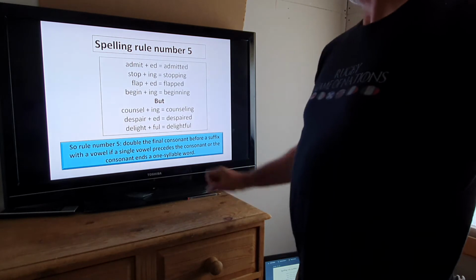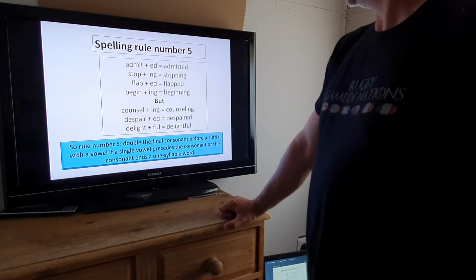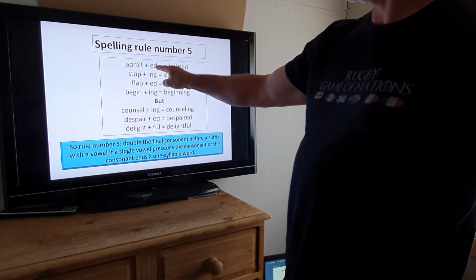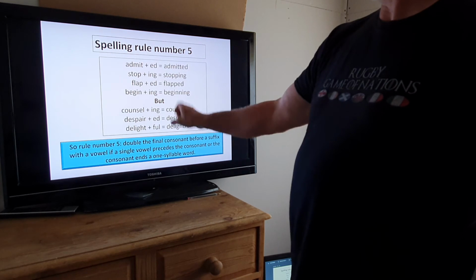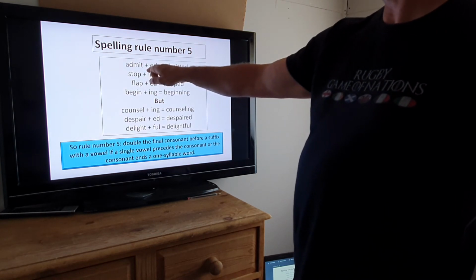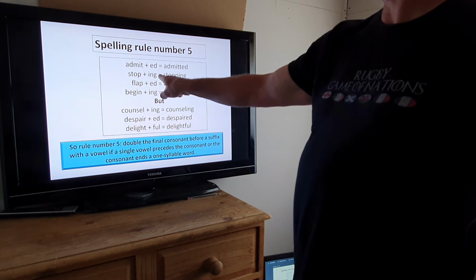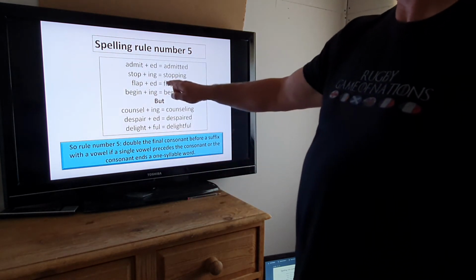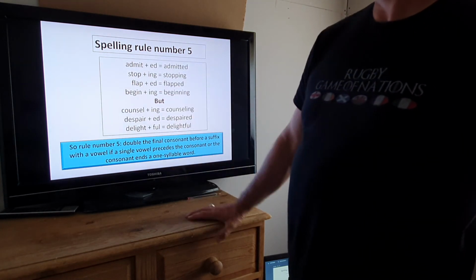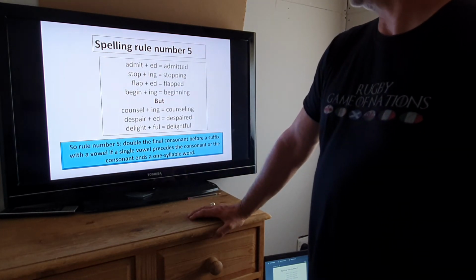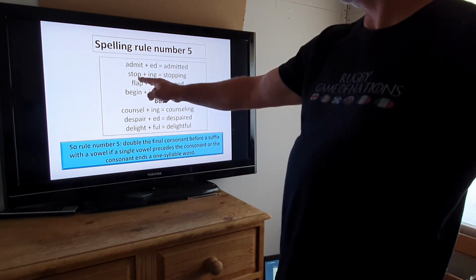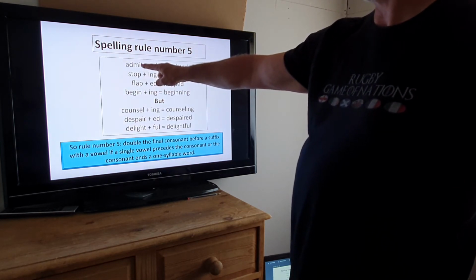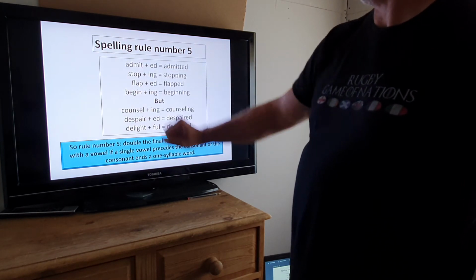So in rule number 5, you double the final consonant before a suffix with a vowel. That's the suffix, it's added on to the end. It's got a vowel to start it, ed. So you double that final consonant, the T, admitted, stopping, flapped, beginning, because the suffix has got a vowel in it. And that happens if a single vowel comes before the consonant. So that single vowel there, it, o, a, it.